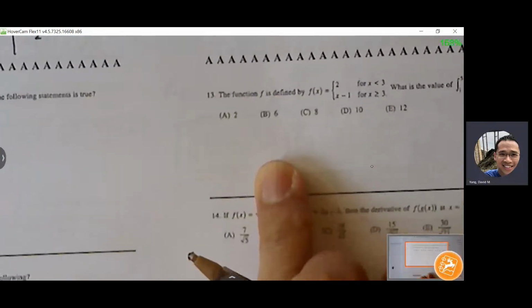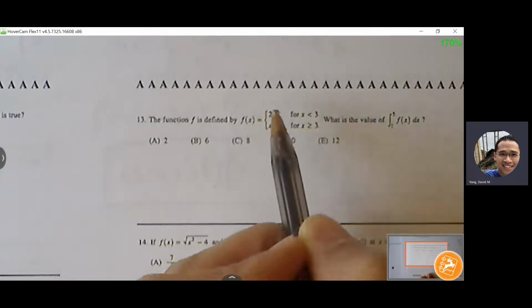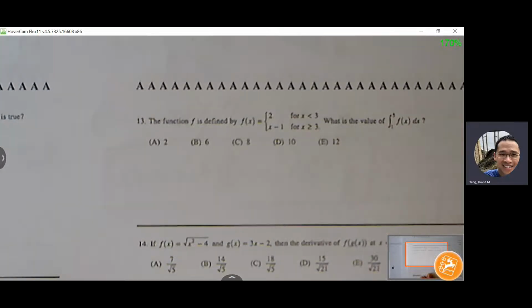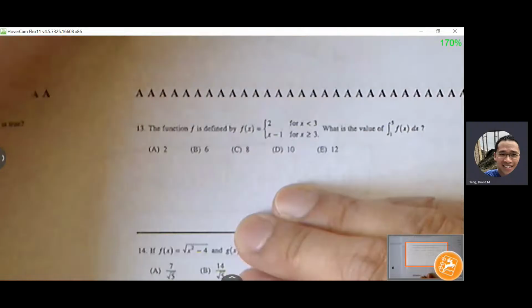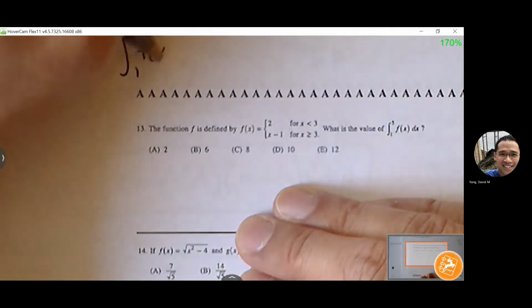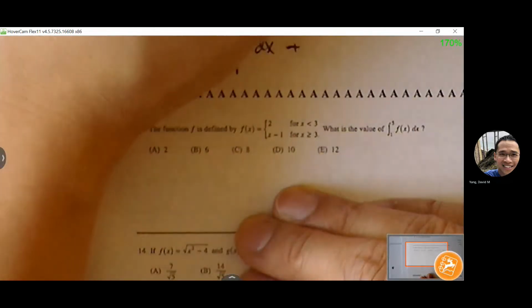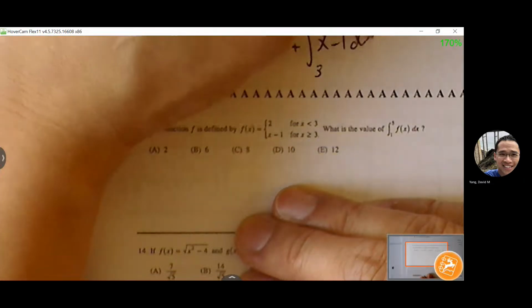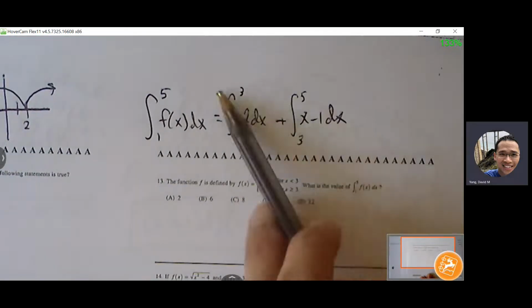Okay, the function is defined. You've got a piecewise function. What's the value of the area from 1 to 5? So we have to basically do a definite integral for both regions. 1 up to 3 under one graph, and from 3 to 5 under a different graph. Okay, power rule for both, and then plug in the respective bounds.